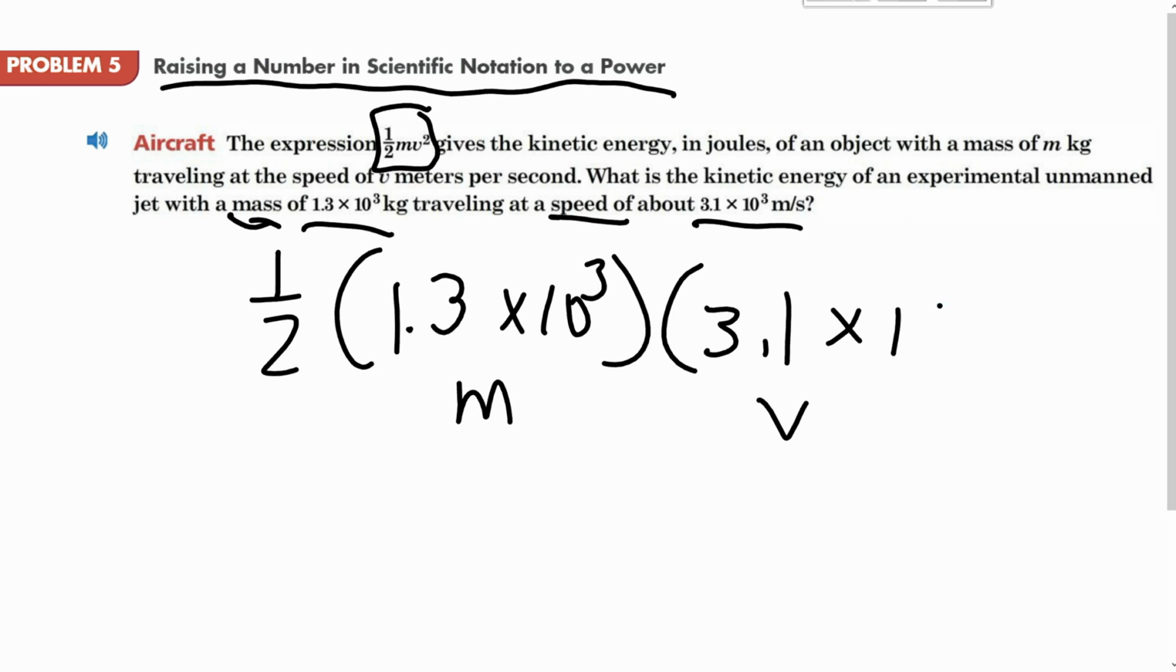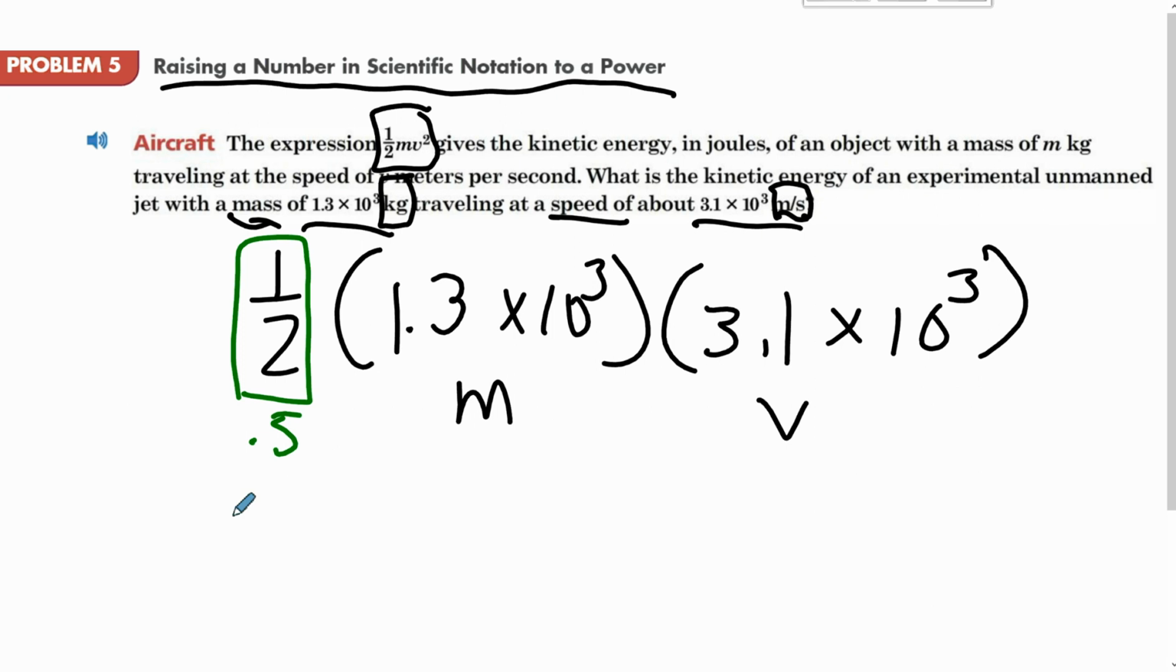The m/s at the end is just units. This kg is units. Those aren't our variables, so they're not in the equation. So we multiply here. Well, we can just multiply 1/2, which is 0.5, times 1.3 times 3.1. And so we get 2.015.